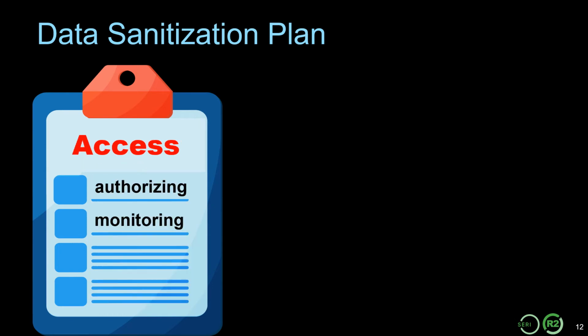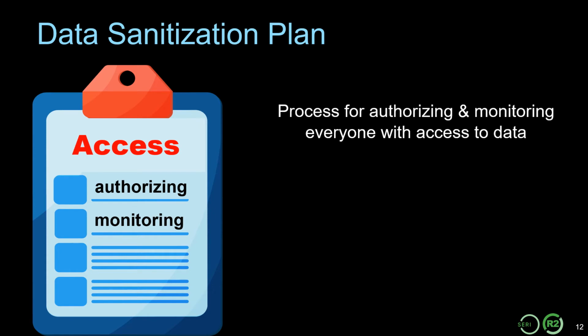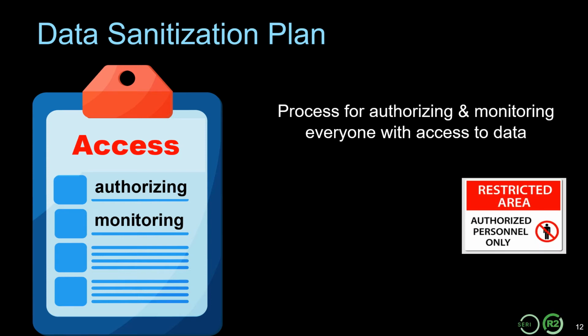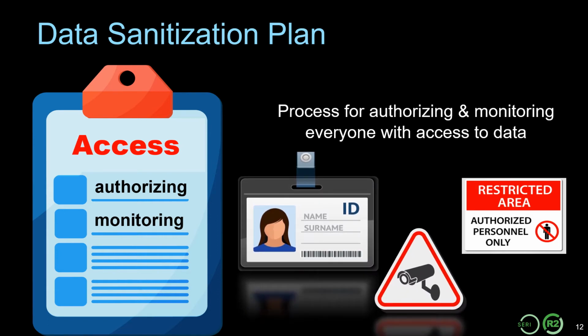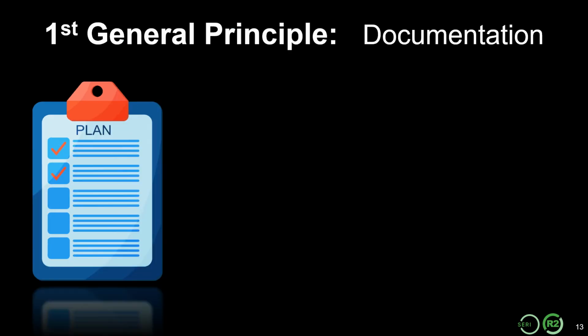And finally, the data sanitization plan requires a process for authorizing and monitoring everyone permitted to have access to equipment and components containing data. This includes workers, visitors, and others. This process could include a requirement for background checks, drug testing, special training, badge access, and other criteria that enables a person to have contact with data storage devices.